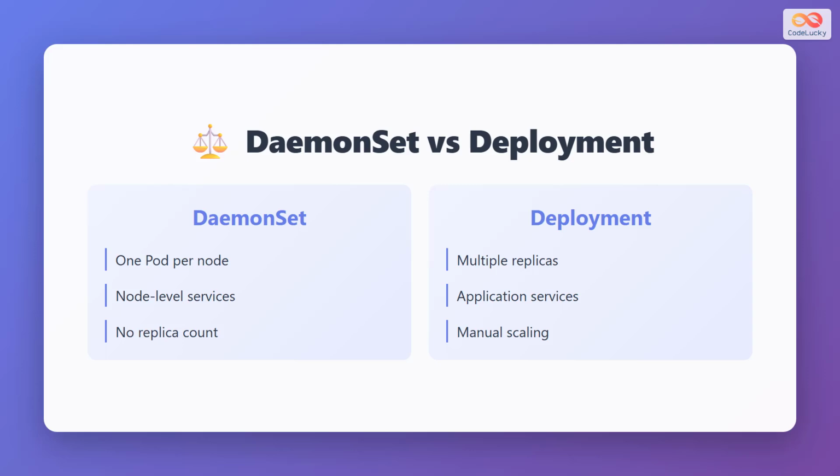Let's compare DaemonSets with deployments. DaemonSets run one pod per node and are designed for node-level services, with no replica count needed. Deployments, on the other hand, support multiple replicas across the cluster, are designed for application services, and require manual scaling configuration. Choose DaemonSets for infrastructure services and deployments for application workloads.